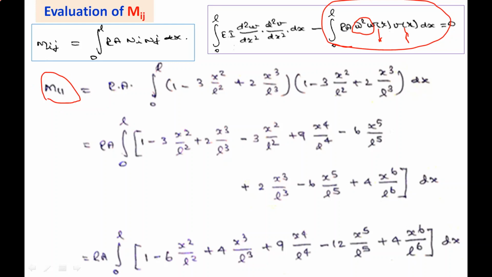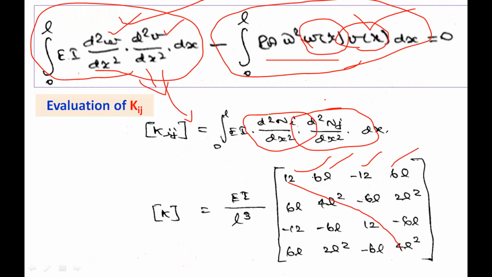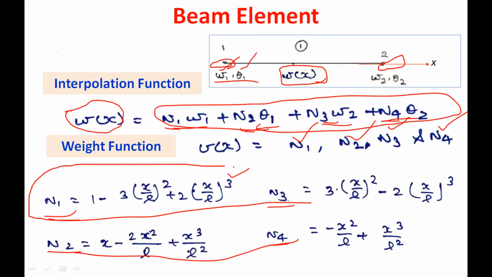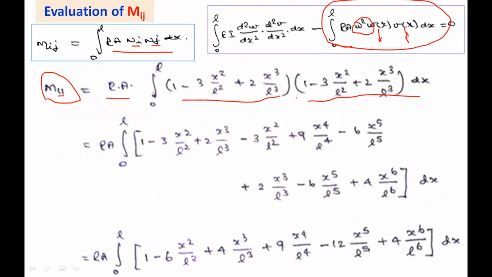So m11 is nothing but the first element of the mass matrix in the 4 by 4 matrix. How to get that one? Integral 0 to L rho a, we have to substitute n1 n1, that is why we will get the m11 element. So rho a is taken outside, constant, integral 0 to L, this is the shape function n1, again n1, n1 times n1 dx. For the shape function derivation and all, we can refer to the earlier videos. So we are using this n1 and n1.